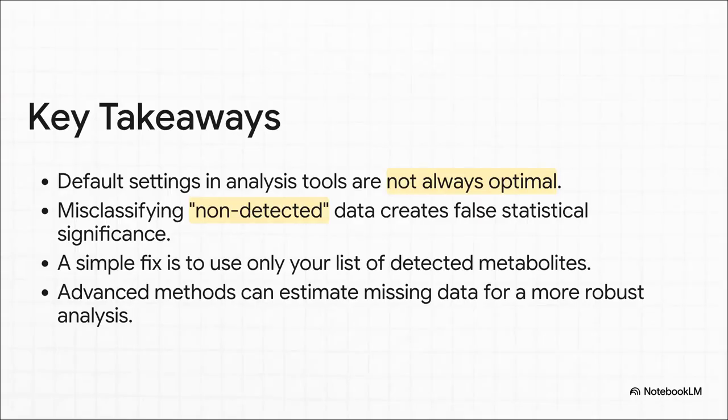So, let's wrap this up with the key takeaways. First and most important, always question the default settings in your analysis tools. We've seen how just blindly trusting them can create a false sense of significance by misclassifying non-detected data. The simple fix? Use your own list of detected metabolites as the background. And if you want to take it a step further, remember there are even better, more advanced methods that can give you a more robust analysis.